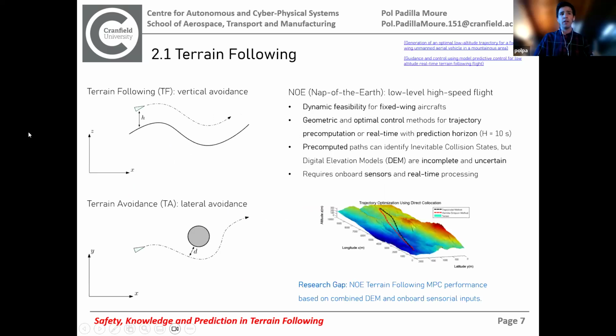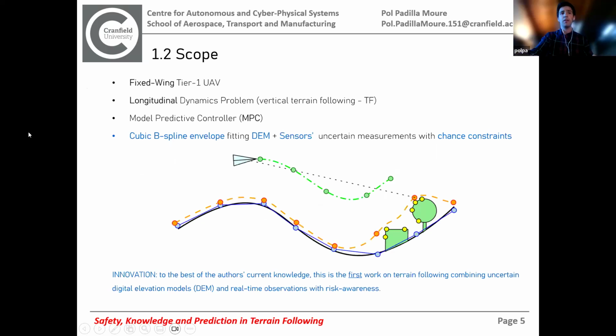Given that this is a fixed wing UAV, we have to consider mostly the longitudinal dynamics problem, although this system can be expanded afterwards to the full three-dimensional dynamics, the 6 degrees of freedom. We have started with just 3 degrees of freedom for the longitudinal ones.